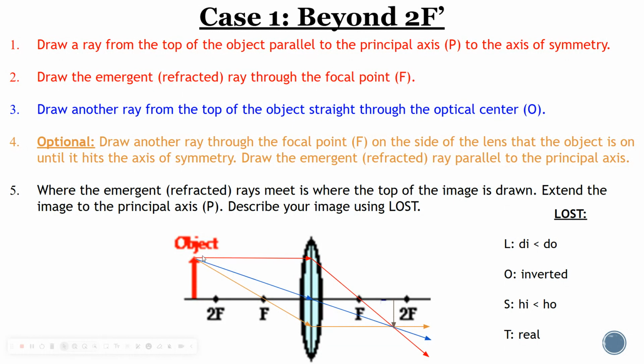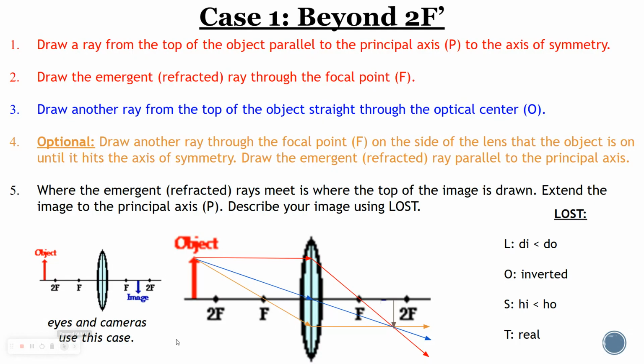In reality, you only have to do 2 rays, the parallel and through the focus, and then through the focus and parallel, and then they would have met there. This third ray we did through the optical center is really just a double check ray. So 2 rays is all that's required, but you can double check your work using a third ray.